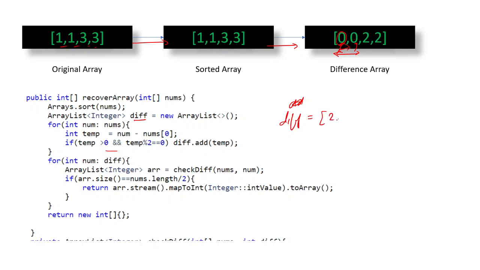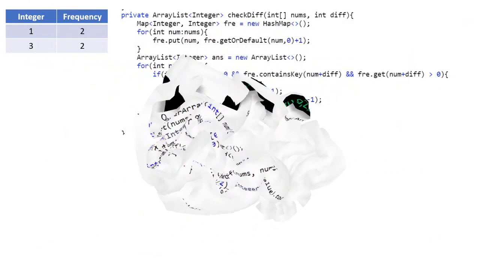Okay, so once this is calculated, the diff array will be containing only 2 comma 2. If we have used a set here, this will only contain 2. If it's a set, then 2; if it's an array list, then 2 comma 2. So while calculating for 2, what we are going to do is see whether we can create an array with 2 or not. If yes, then we'll return, otherwise not. So let's see how we are actually checking it.